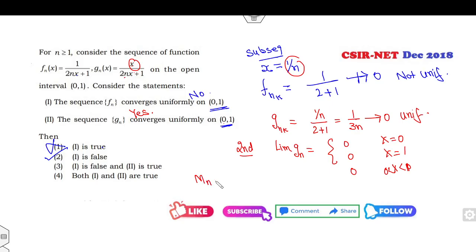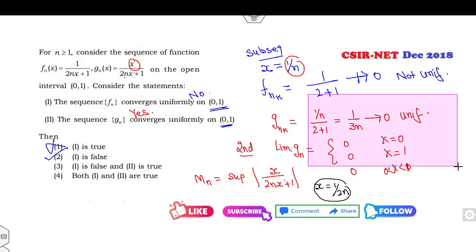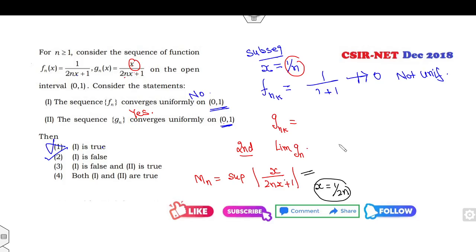Then if you define the mn, that is the supremum of x divided by 2nx plus 1. So clearly the maximum is occurring at 1 over 2n. If I consider the maximum at 1 over 2n, I can substitute this value. What will happen? Let me clear this. This limit will be 1 over 2n divided by 1 plus 1, 2. That means 1 over 4n. It goes to 0. Yes, this is my uniform convergence. Both are true, so the right answers are B and C.